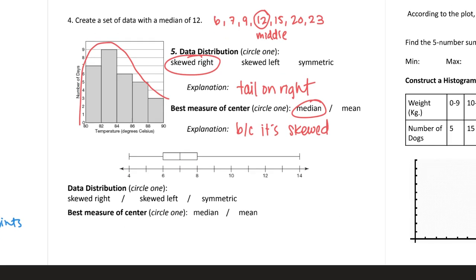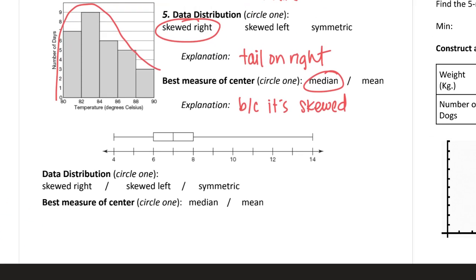All right, box plot. Same thing, we're looking for the tail. So as we can see, we have a long tail on the right-hand side. That means it is skewed right. And again, the best measure of center would be the median. If it were symmetric, we would use the mean.